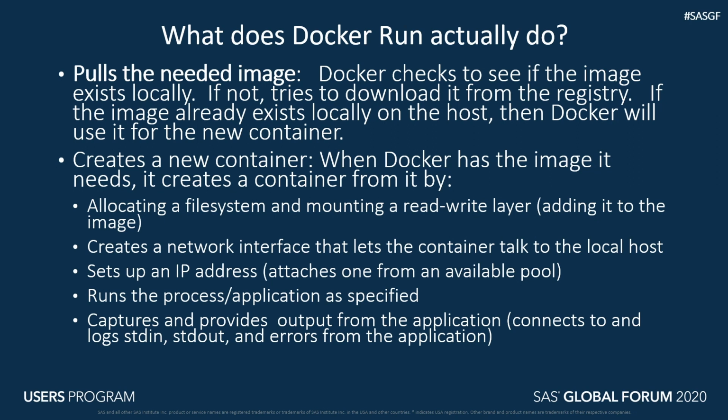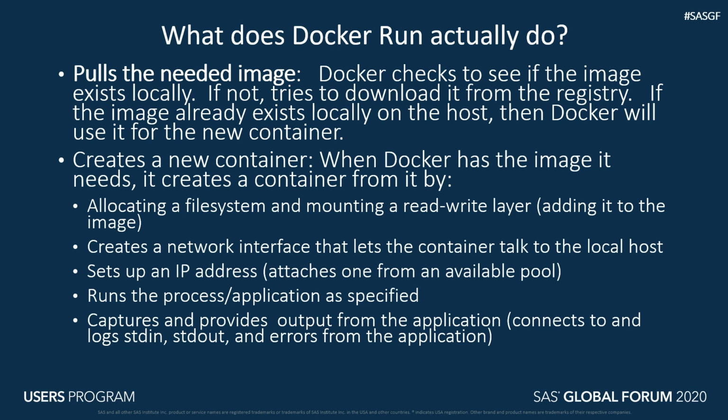So what does Docker run actually do for us? Basically, it pulls down the needed image. It checks to see if the image exists locally. In other words, if you already have this image available locally, I don't have to go out and get the pieces and build it again. If not, it's going to try to download it from the registry. And if it already exists on the local host, Docker will just use it for the new container. So remember that run here is trying to create a container from the image. So we have to have the image available either locally already or by pulling it down from a registry. Then it will create a new container on it.